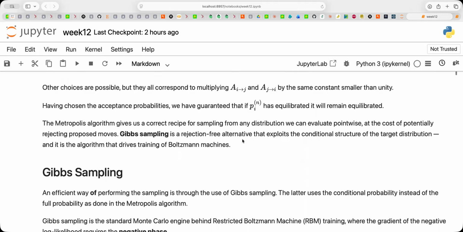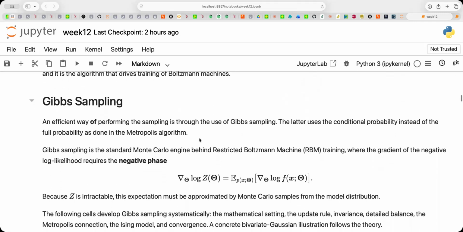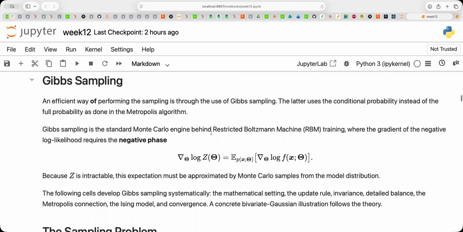It's an algorithm that is normally the one used in Boltzmann machines, but it's not only Boltzmann machines, it's used in variational autoencoders, diffusion models, etc. So this type of sampling is the one which is typically used in many of these generative models. Okay? So, as I say here, the efficient way of doing that, I'm just going to read some of the stuff which you see here.